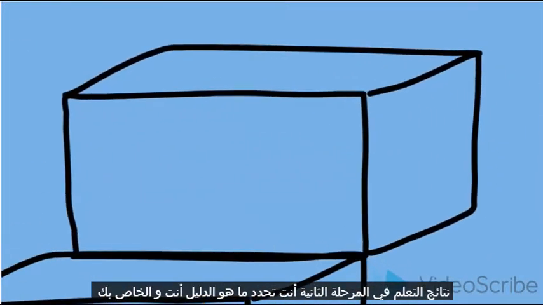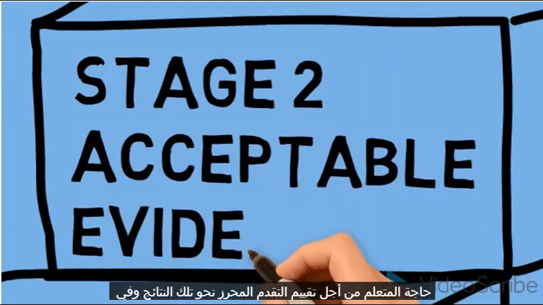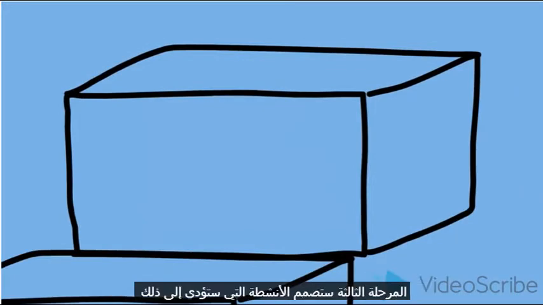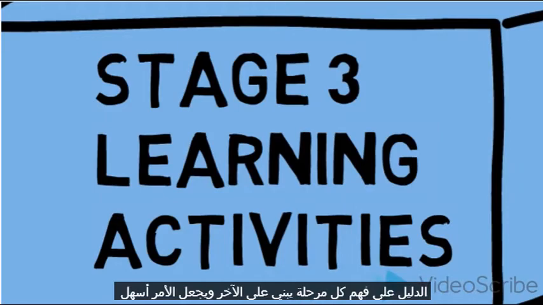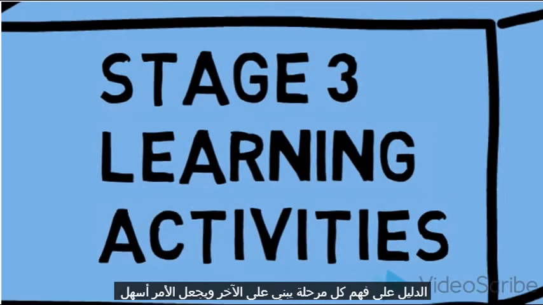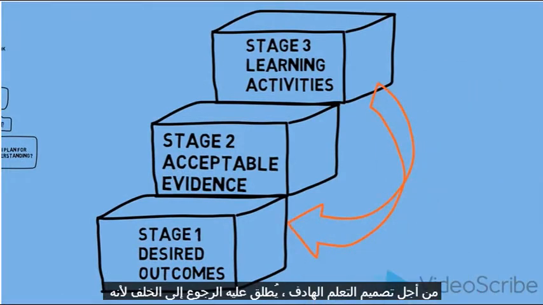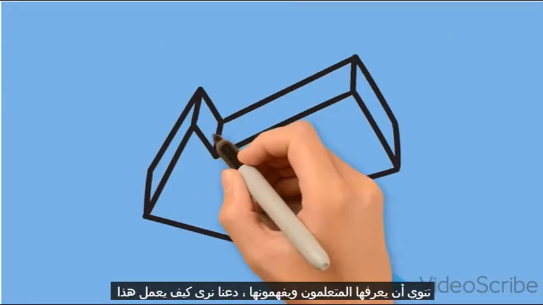In stage two, you're identifying what evidence you and your learners need in order to assess progress towards those outcomes. And in stage three, you'll be designing the activities that will result in that evidence of understanding. Each stage builds on the other and makes it easier for you to design for meaningful learning. It's called backward because instead of starting with what you'll do in your course, you're starting with what you intend for learners to know and understand.